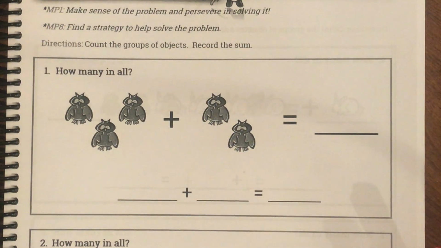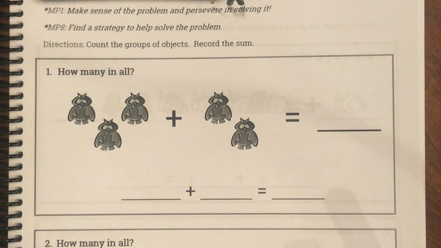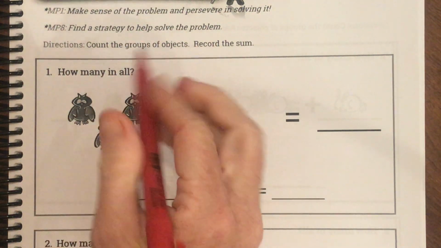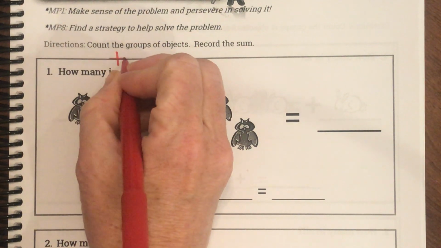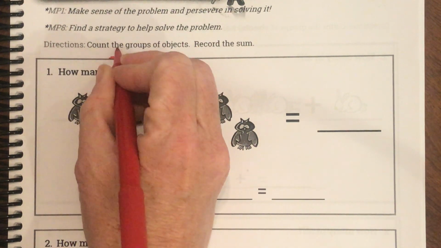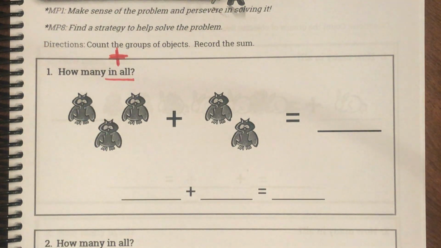And it looks like this. Okay, I'm going to be counting owls. And my question says, how many in all? And in all is what we call clue operation words that tell me I'm going to add. When I see in all, I know I need to add.